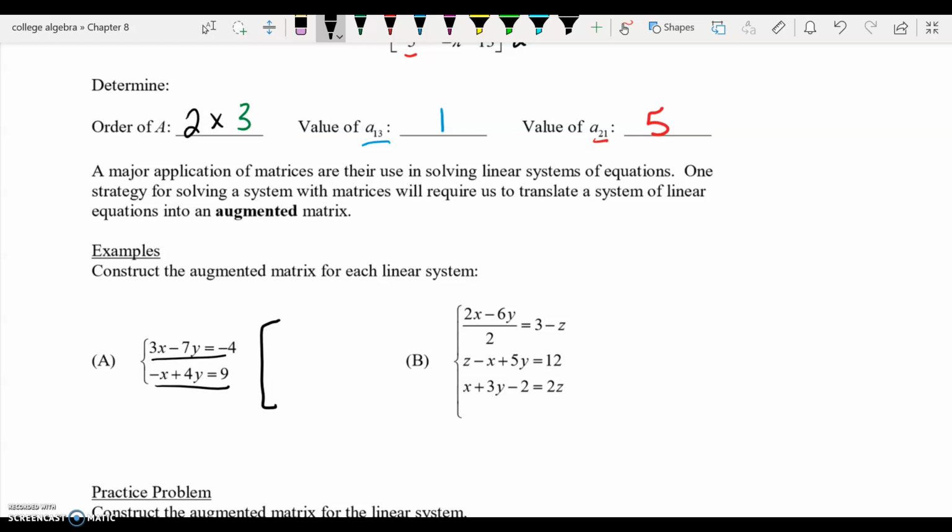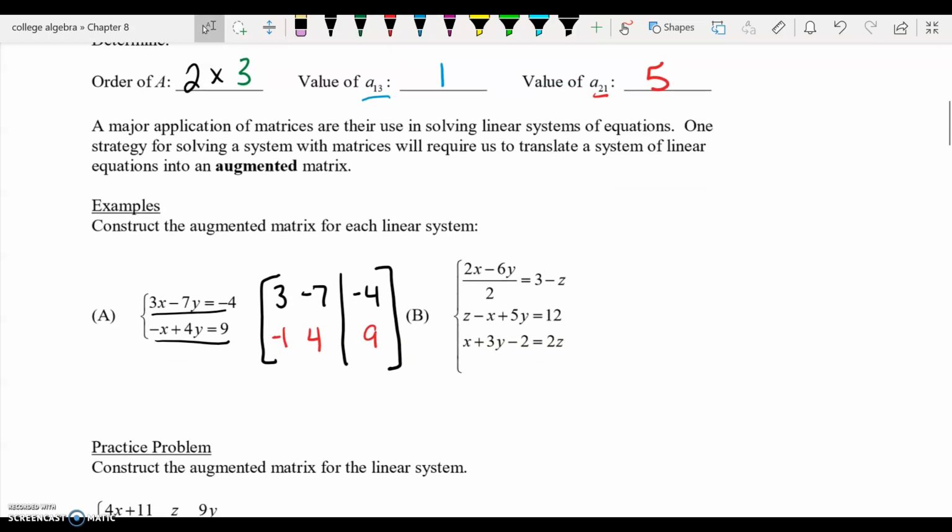So I'm just going to take the coefficient. So the top equation is going to be 3, -7. Your equal sign is a line through it, and then -4, and then you make your big bracket to end your matrix. You do the same thing on the bottom. -1, 4, I already got my equal sign, and then 9.